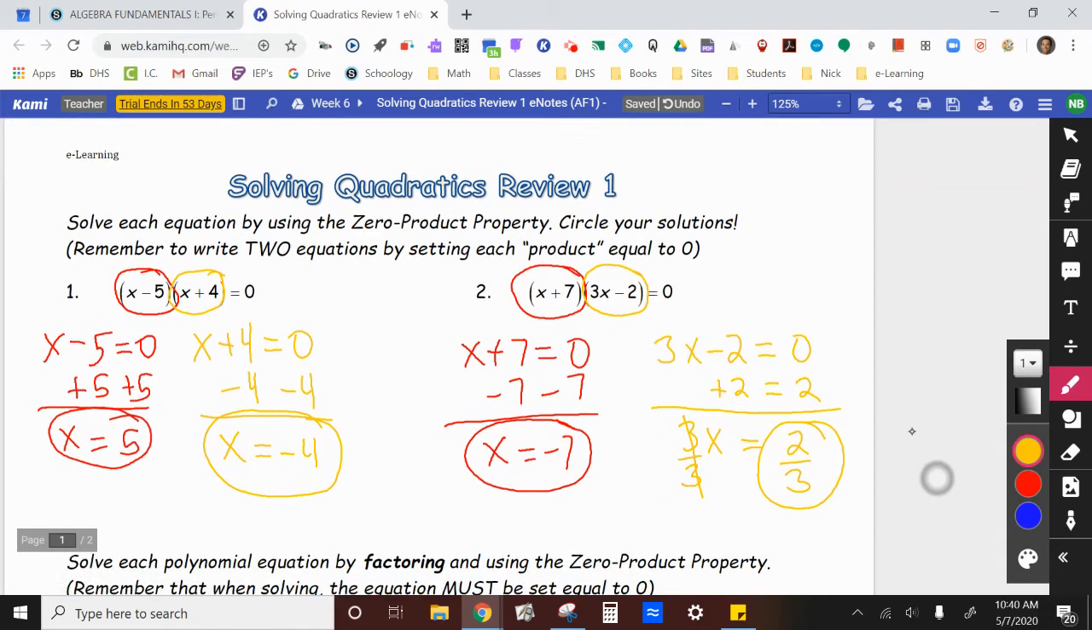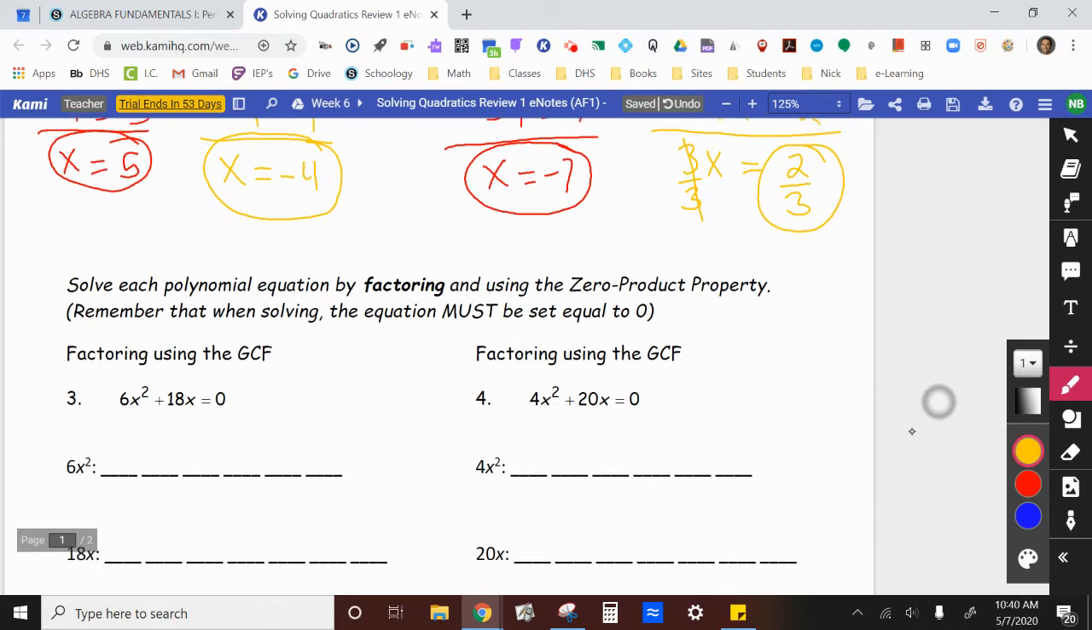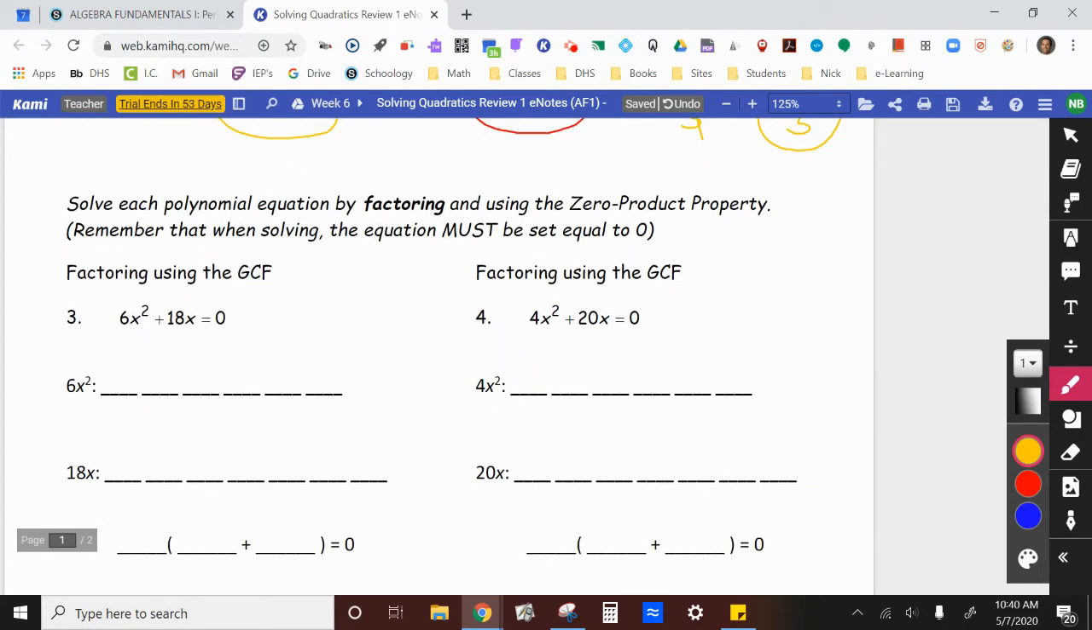My next two examples are what we learned yesterday. We're going to have to factor these first by finding the GCF and then solving them. These two are going to take a little bit longer, with a couple more steps involved, but this is all stuff that we've done before. All these skills we've done before.